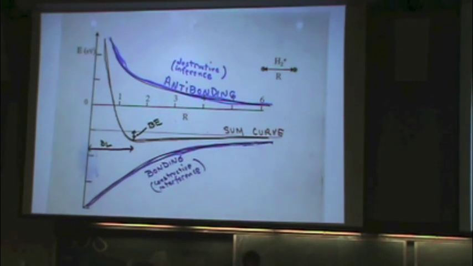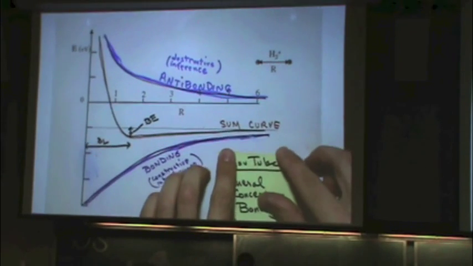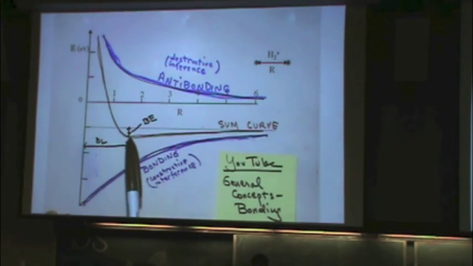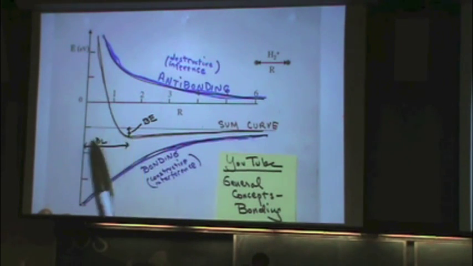A bond has two parts. That's the key concept for this chapter. It has a bonding part and an anti-bonding part. So every bond is going to have two parts, and we'll see that happen as we go throughout the chapter. When you add them up, you'll get the sum curve, which is going to end up being where it actually makes the bond, the actual bond energy and the actual bond length. So that's what a bond is.